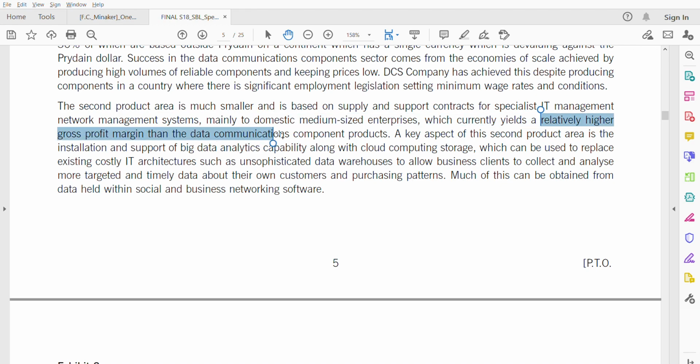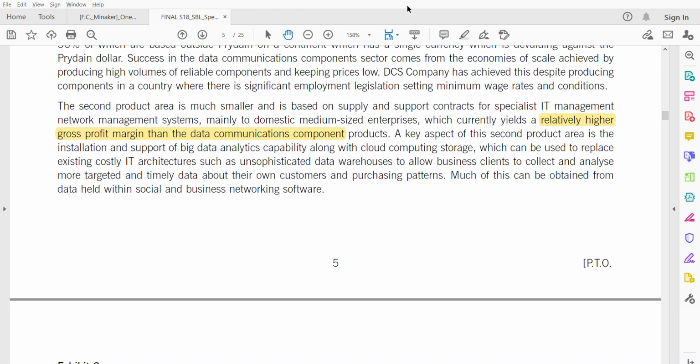Relatively higher gross profit than data communication component. This is the keyword here. Even though it's a small product area, still the gross profit margin is higher than the major one, the data communication. So the key aspect of the second product area is the installation, right? Installation and the support of big data analytics capability along with cloud computing storage, which can be used to replace existing costly IT architecture such as unsophisticated data warehouses, to allow business clients to collect and analyze more targeted and timely data about their own customers and purchasing patterns. Much of this can be obtained from data held within social and business networking software.